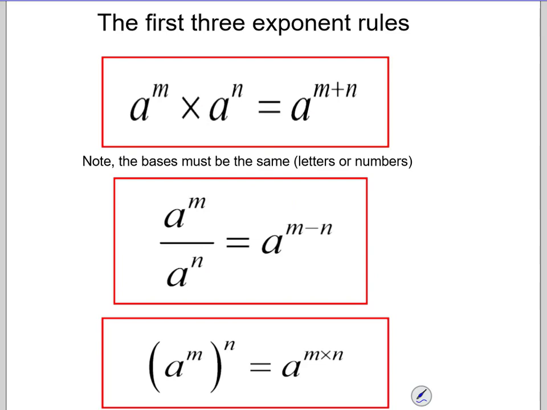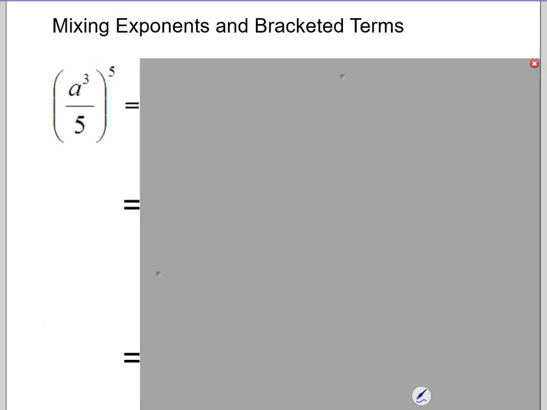Okay, so here are your 3 rules that we've covered so far. The first 2 were from yesterday or the previous lesson. This is today's lesson. Please watch these 2 right here. People mix up all the time.